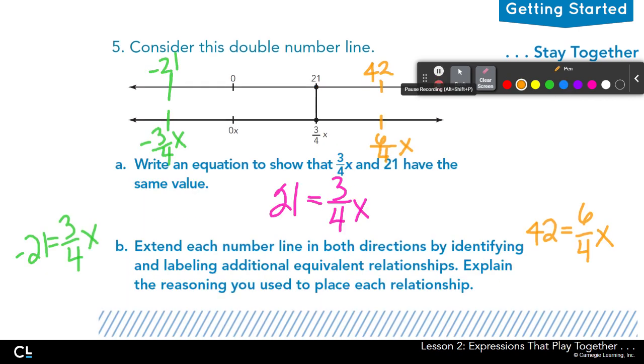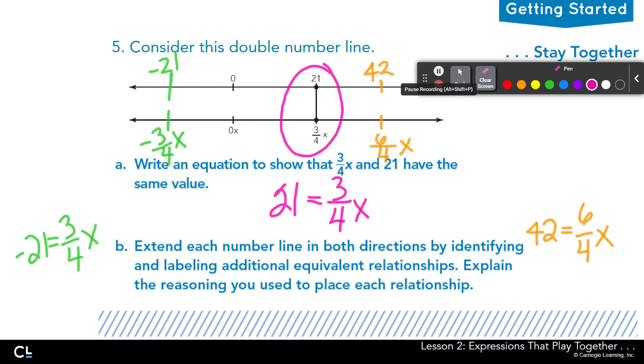Alrighty, and lastly, number 5. For 5a, the equation that you should have written based off of these expressions on the double number line is 21 is equal to 3/4 x. And again, in green, I extended it to the left by reflecting it across the origin by multiplying by, you guessed it, negative 1. And then I extended the equation to the right in orange by multiplying both expressions times 2.